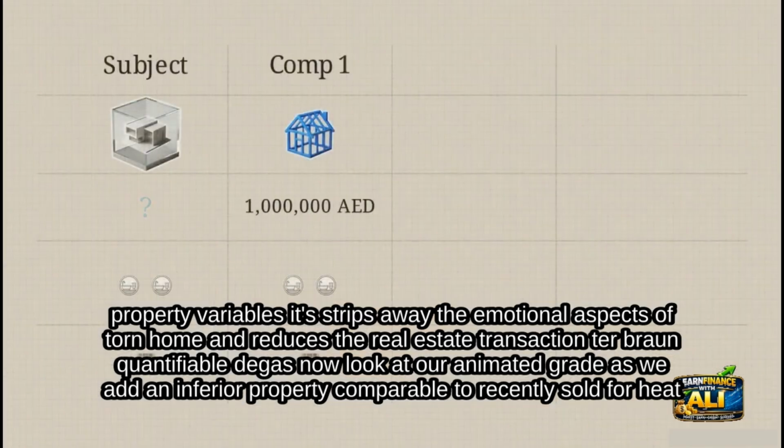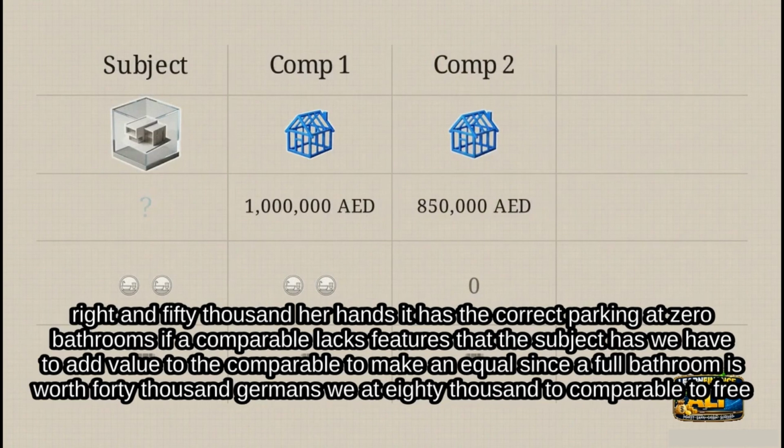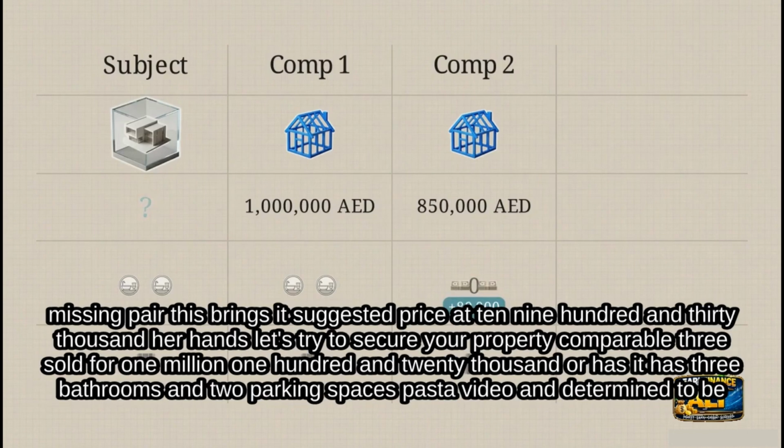Now look at our animated grid as we add an inferior property. Comparable 2 recently sold for 850,000 dirhams. It has the correct parking, but 0 bathrooms. If a comparable lacks features that the subject has, we have to add value to the comparable to make them equal. Since a full bathroom is worth 40,000 dirhams, we add 80,000 to comparable 2 for the missing pair. This brings its adjusted price up to 930,000 dirhams.